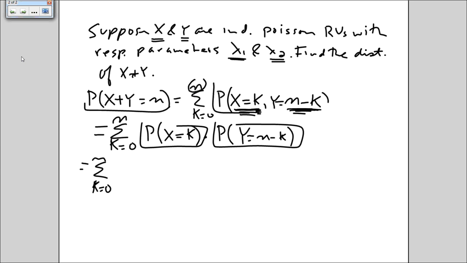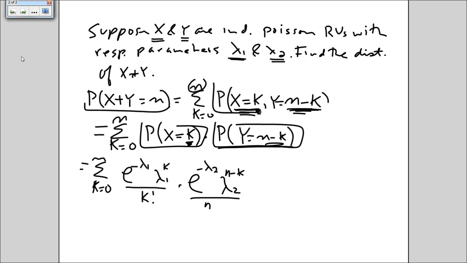Well, this, the probability that x is k, is nothing more than, since it's Poisson, e to the negative lambda 1 times lambda 1 to the k all over k factorial, times the probability that y equals n minus k, which is e to the negative lambda 2 times lambda sub 2 to that number, n minus k, divided by that number factorial.